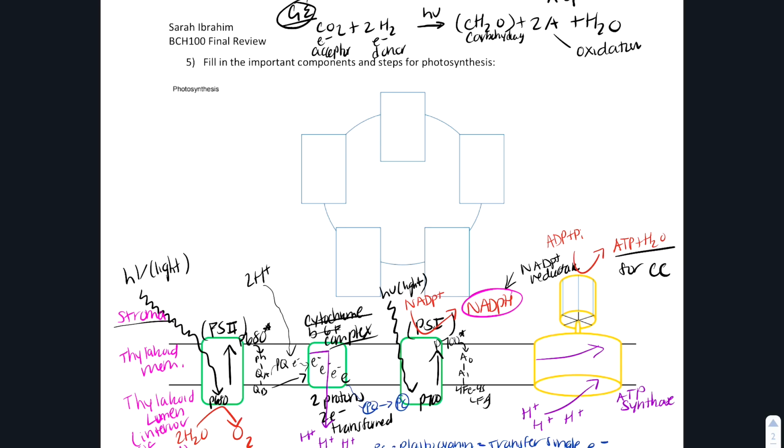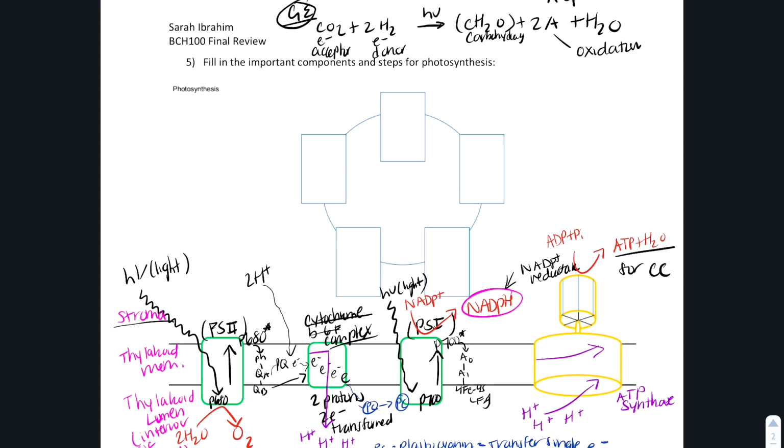Also, you want to be able to recognize beta carotene. So beta carotene facilitates electron transfer. There's a slide in Dr. Thomas's lectures in which he shows beta carotene and its role in photosynthesis.